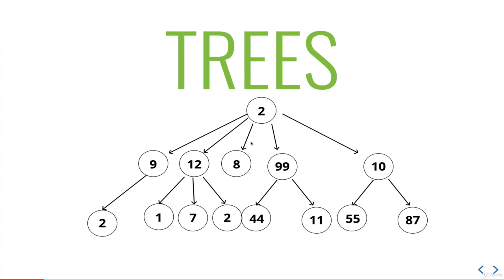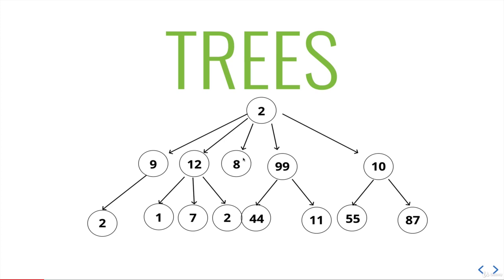Each one of these circles represents a node, just like it did on our linked list. But notice this is very different than a linked list in that each node can have more than one reference to another node. So this is our topmost node. We'll go over the terminology, but this is called the root, and it points to 9 as another node. It also references 12 and 8 and 99 and 10. And each of those nodes potentially references one or more other nodes, or actually 0 in this case. This is a dead end.